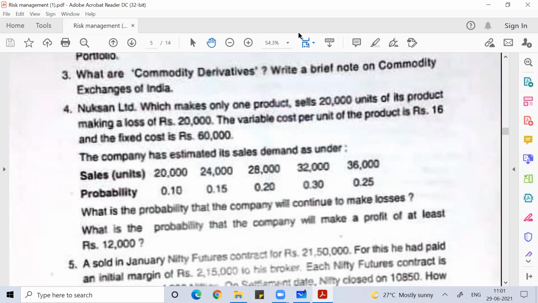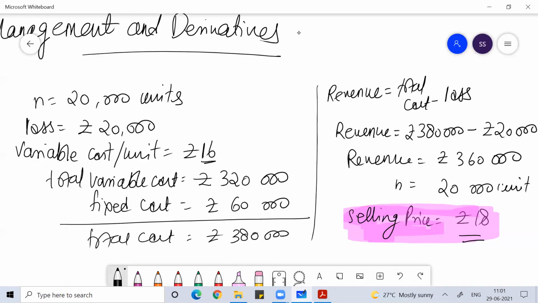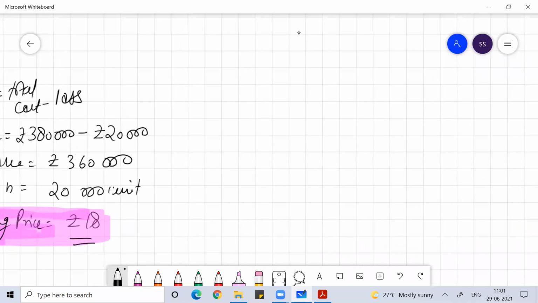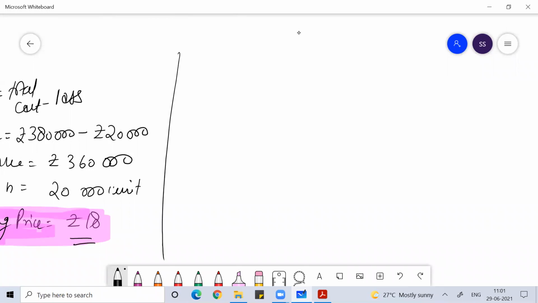The company has estimated the sales demand. Right now the sales is given as 20,000, but they estimated some sales figures. As per the company, some estimated sales figures are given to you.